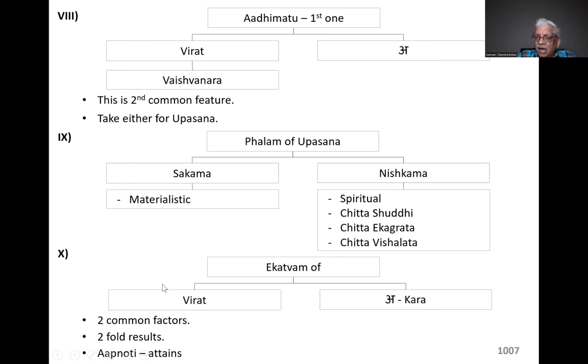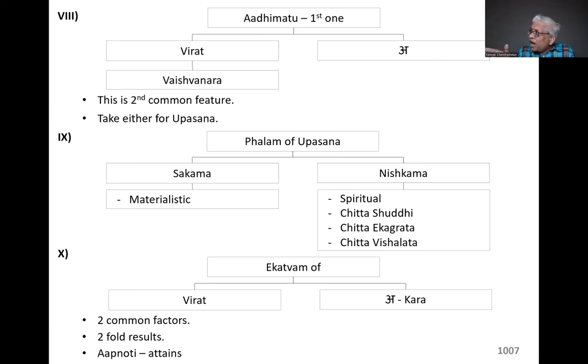Okay, what do we get? What is the phalam of this upasana? Shankaracharya goes into that also. He says there are two types of phalam. When we do the akara upasana, you can do an akara upasana by itself. And what is the phalam? What is the benefit of that upasana? He says you can have a materialistic benefit, or you can have a spiritual benefit.